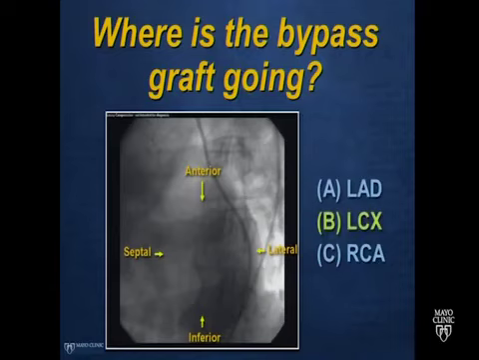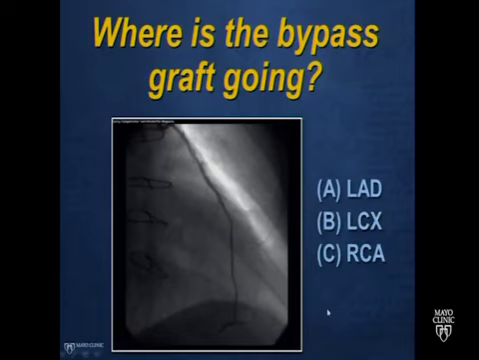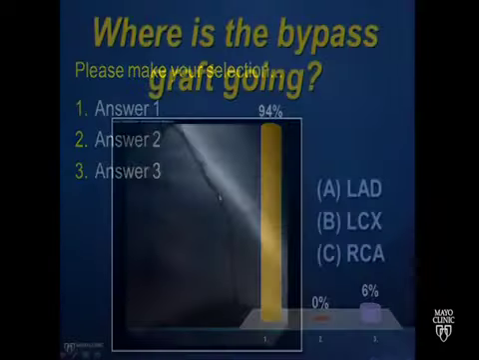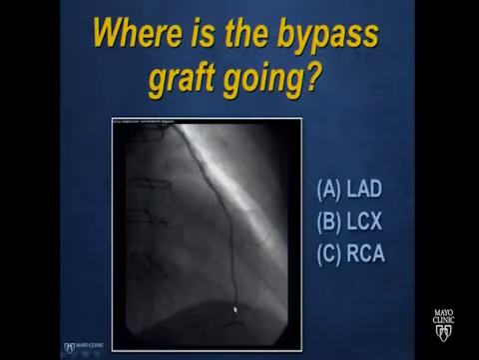Let's look at another one here. How about this one? Where is this bypass graft going? Excellent. It's perfect. I think you all got this. So REO view. So this must be the anterior wall. This is also going down to the apex. So this bypass graft is an anterior wall graft, which should be the LAD. That's correct.